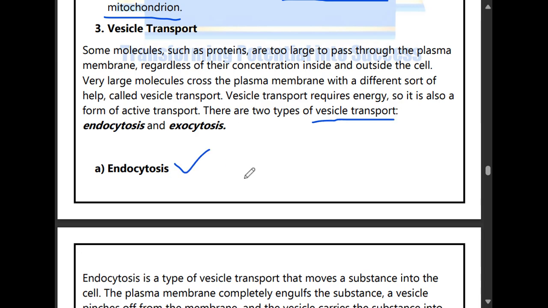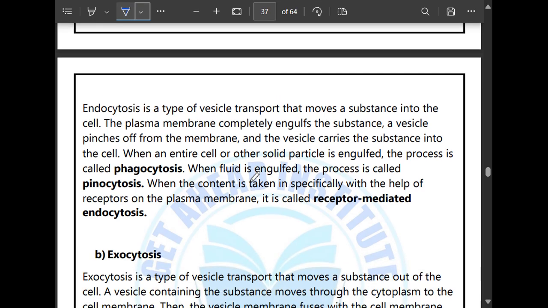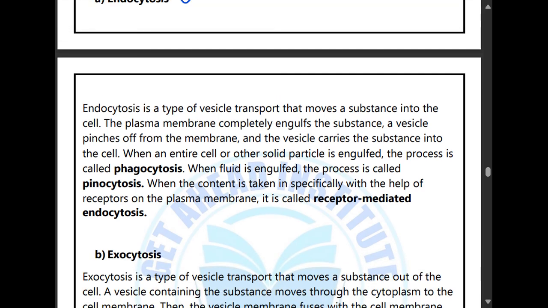You have endocytosis. Okay, so endocytosis is a type of vesicular transport which moves a substance into the cell, and what happens is that the plasma membrane of the cell will engulf the substance, a vesicle will pinch off from the membrane, and the vesicle will carry the substance into the cell.